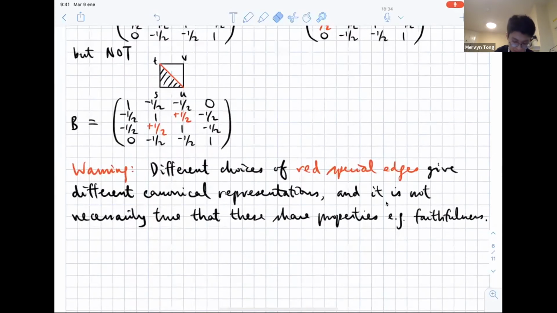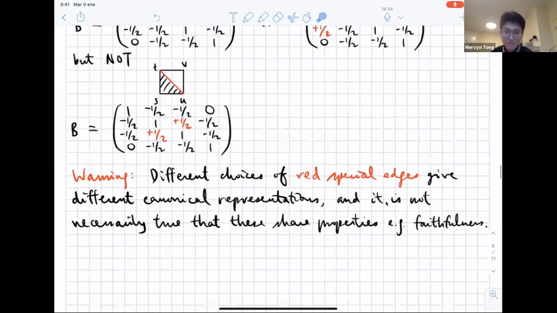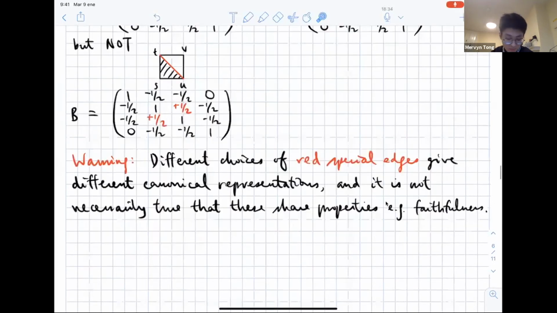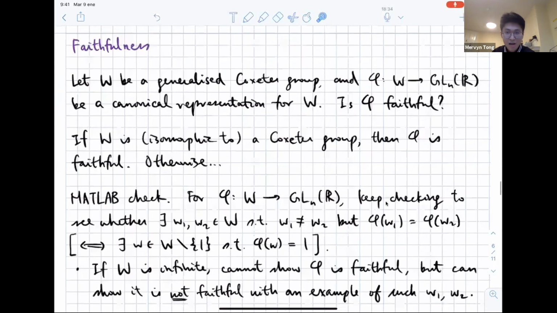A little warning here, different choices of the red special edges will give different canonical representations, and it's not necessarily true that these properties are shared by these different canonical representations, for example, faithfulness, which is important for our next question, which is then, are these canonical representations faithful? Now, if W is actually isomorphic to a Coxeter group, then any canonical representation for W will be faithful because the representation came from some sort of isomorphism from that Coxeter group. Otherwise, there is no known theorem that classifies when the canonical representation is faithful.